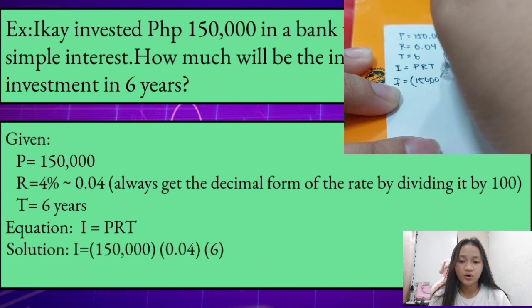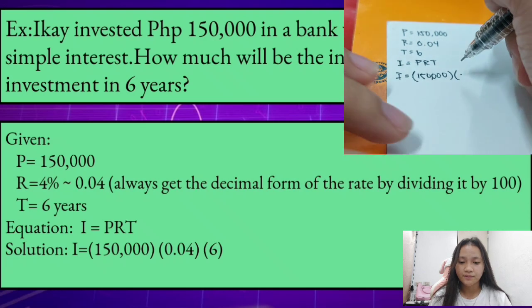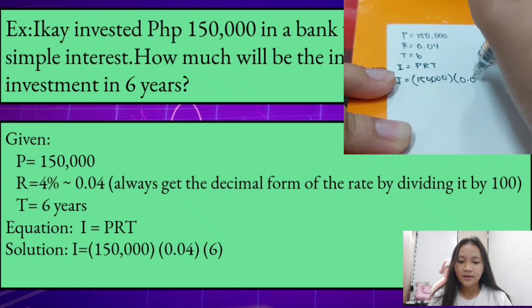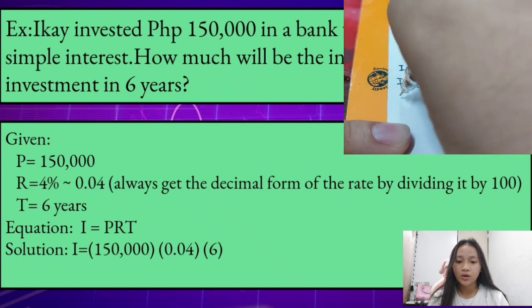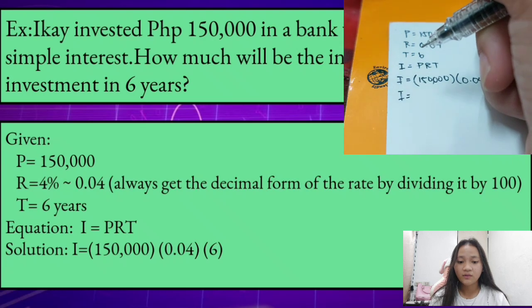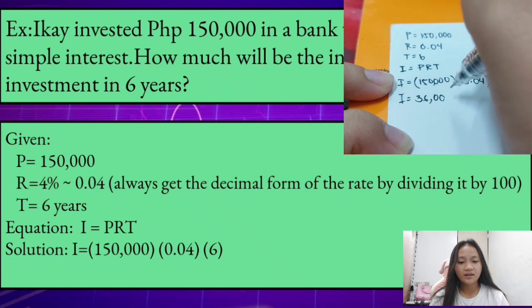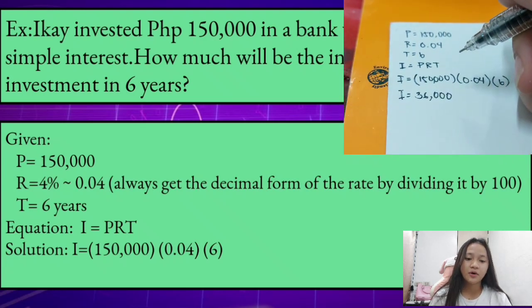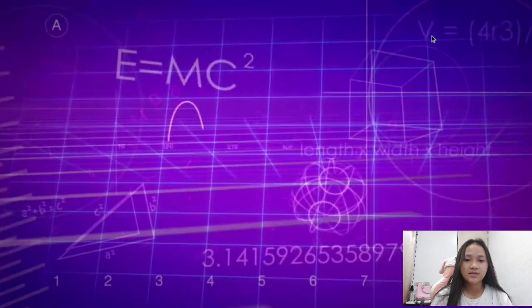I is equal to P times R times T, and the solution is you need to substitute. I is equal to P, which is 150,000, R is 0.04, and T is 6. So 150,000 times 0.04 times 6 is equal to 36,000. So the next is you can answer it on your own notebook and just post the video.